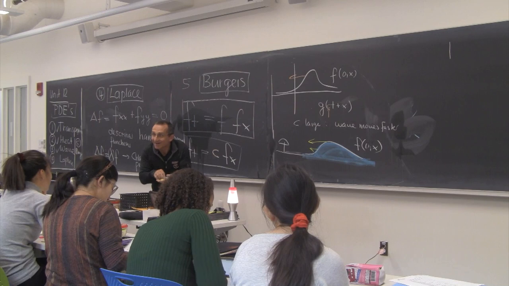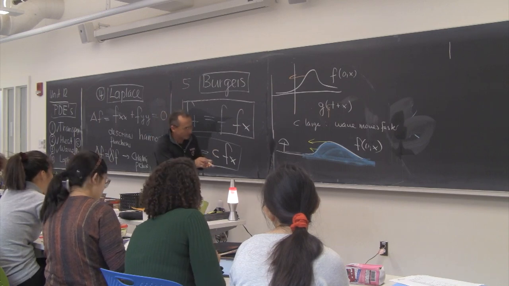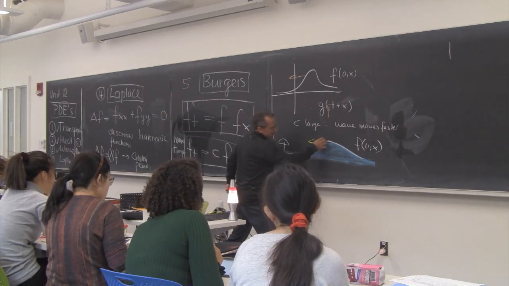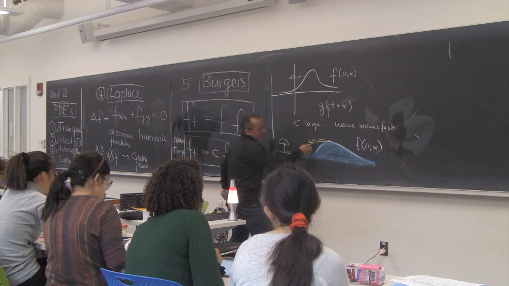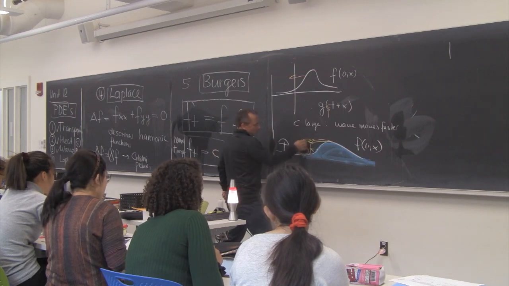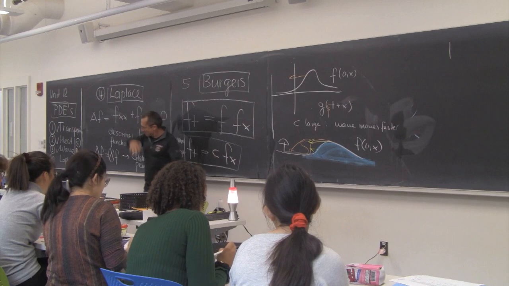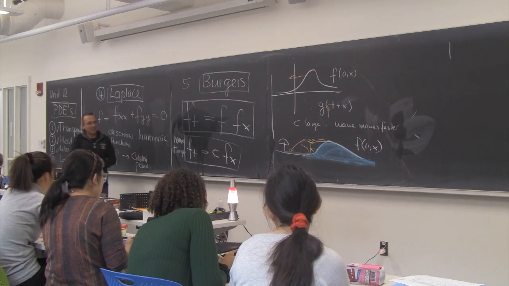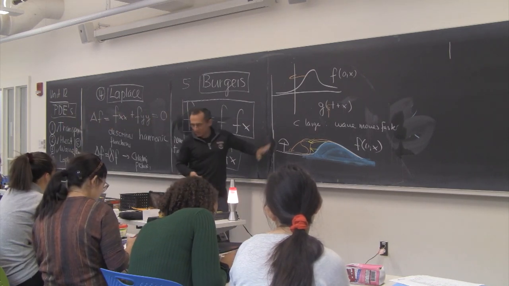The umbrella is in trouble, right? What happens is really that, and then eventually it will fall over and the wave will break. So that's the Burgers equation.